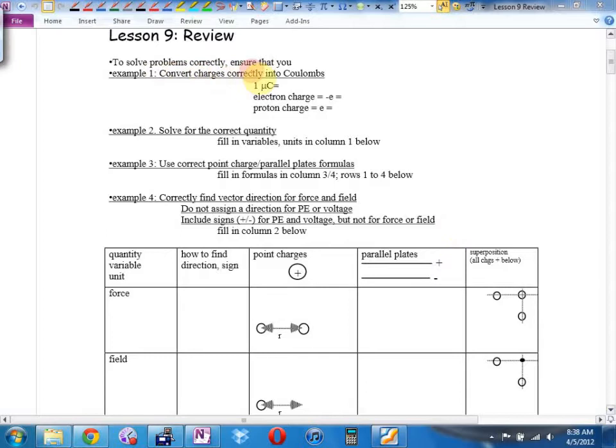You want to make sure you convert charges correctly into coulombs. The most common charge we've been using is this little micro symbol. What is that little micro? What is 1 microcoulomb the same as? Please, anyone? 10 to the negative 6. Let's write that down. Coulombs.